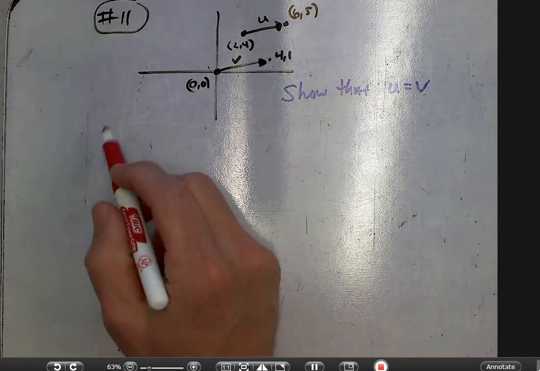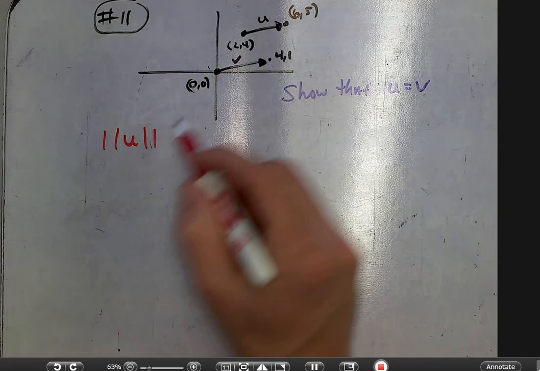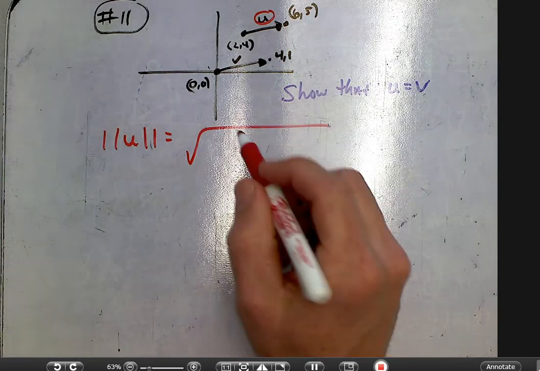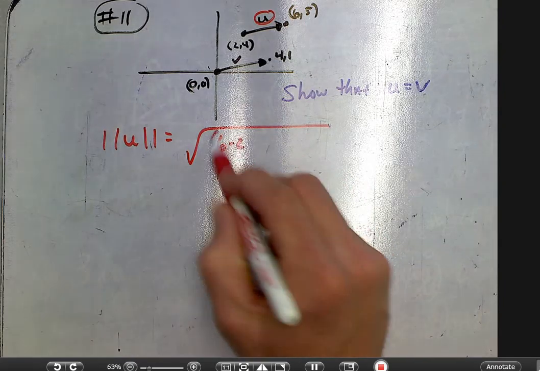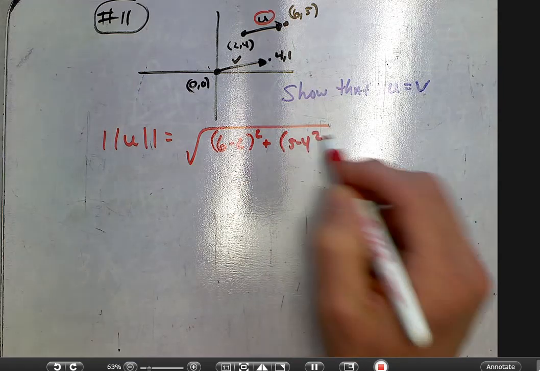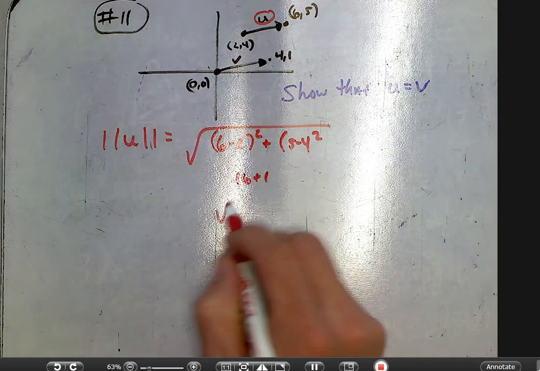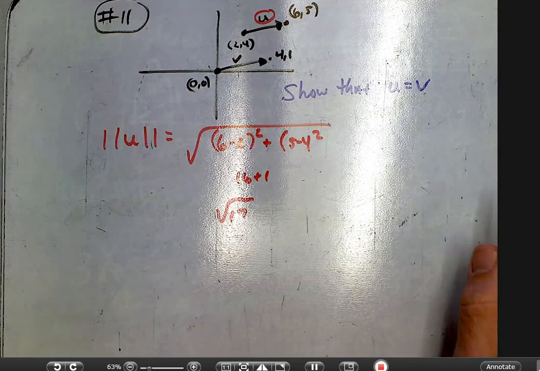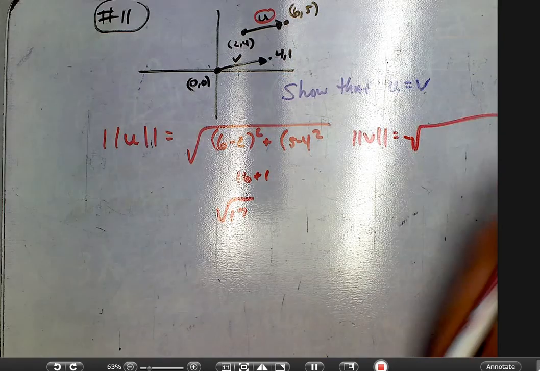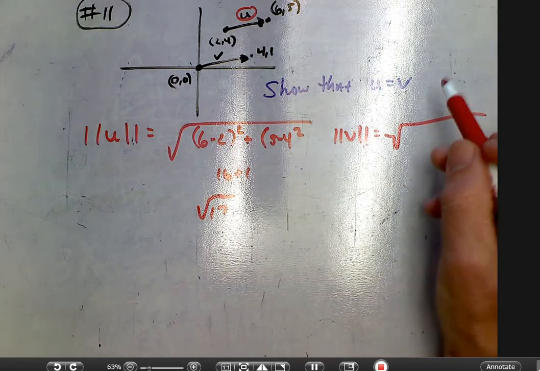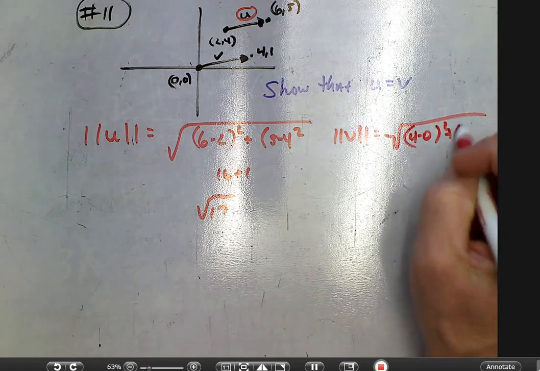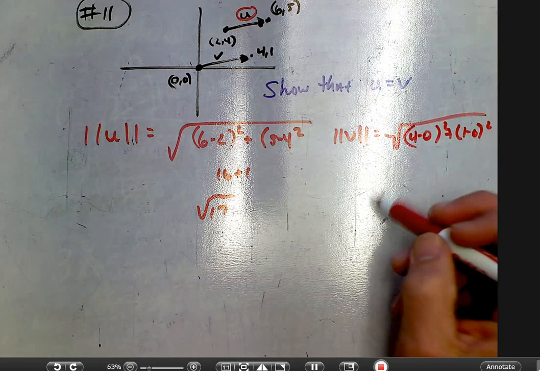Okay, so the magnitude of U, and U is this top one because it has a U with it, is going to be the square root of (6 minus 2) squared plus (5 minus 4) squared, so it's going to be 16 plus 1, which is the square root of 17. For the magnitude of V, it's going to be the square root of (4 minus 0) squared plus (1 minus 0) squared, and so that's also going to be the square root of 17.